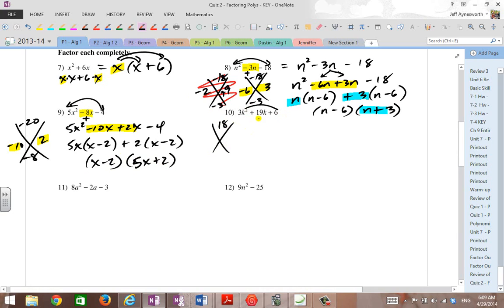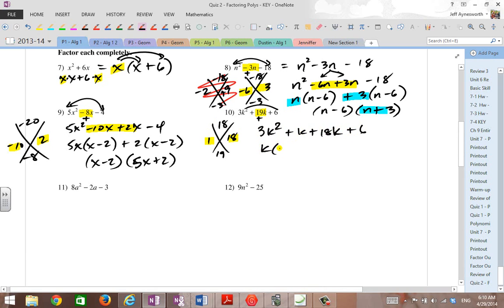On this one here, I got to figure out what two numbers multiply to 18. 3 times 6 is 18, and add to 19. Now, 3 times 6 is 18, but they don't add to 19. But 1 and the number itself does. So split the middle term into 1 and 18. So here we go. 3k squared plus k plus 18k plus 6.